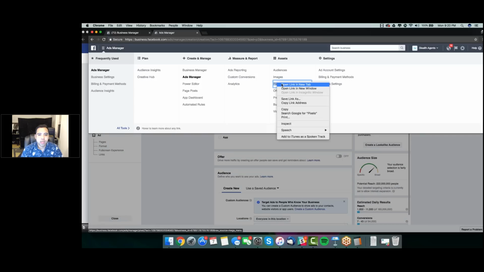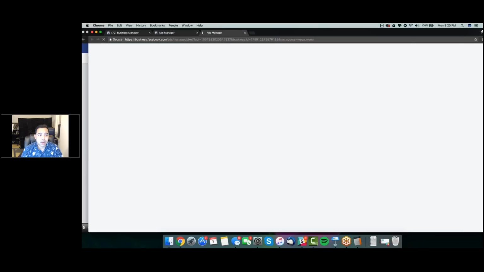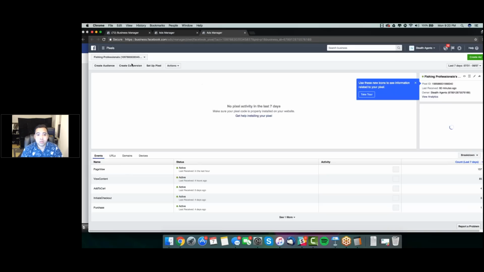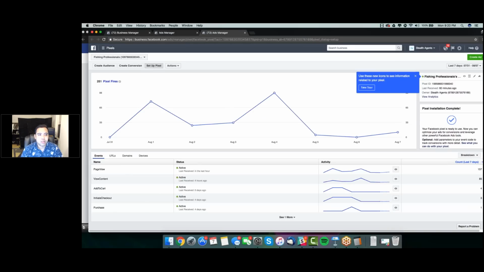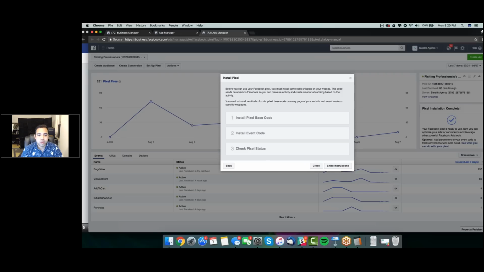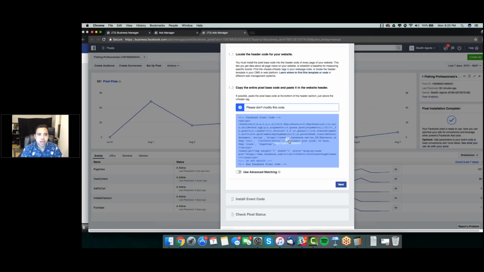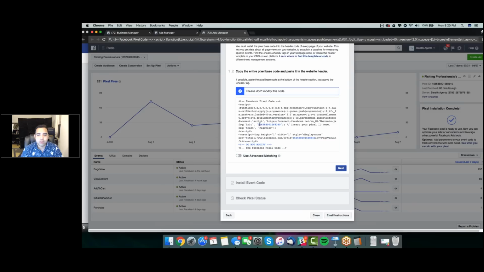So I'm going to grab my pixel and put that pixel into my Shopify store. Okay, set up the pixel. I'm going to copy and paste this pixel. This blue part right here is what I want. We're going to try to find that blue code right here. Okay, so this is your pixel ID. We're going to grab that pixel ID and copy that.